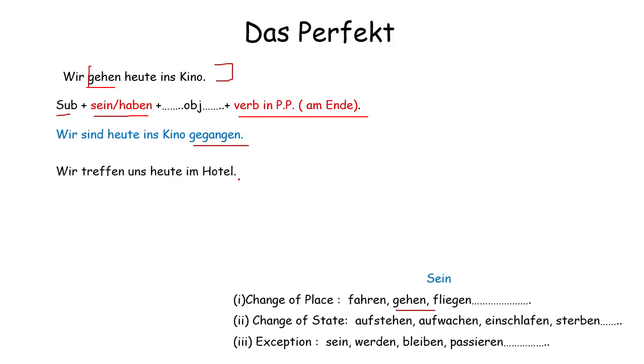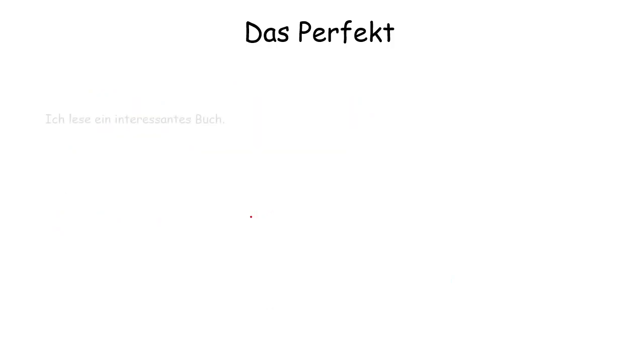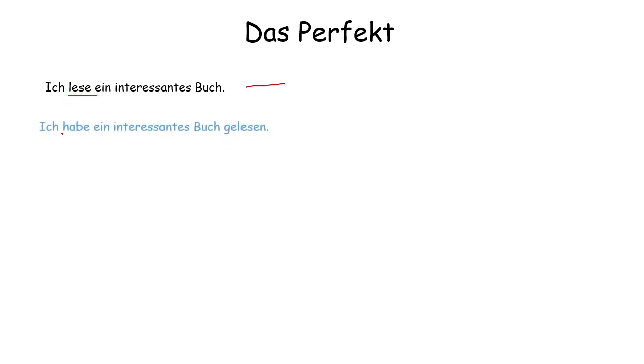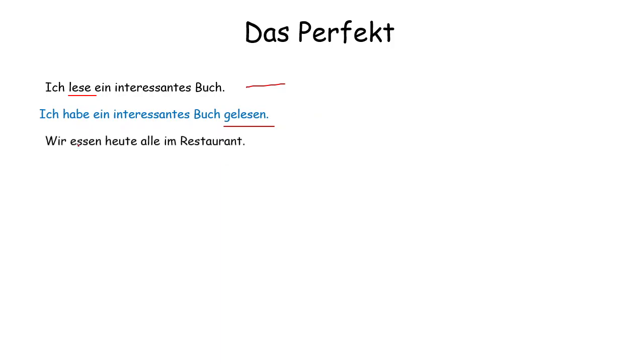Wir treffen uns heute im Hotel. The treffen form is not here, so we are going to use haben at the second position with wir. And the perfect form for treffen is getroffen. So wir haben uns heute im Hotel getroffen. Ich lese ein interessantes Buch. I read an interesting book. In the perfect form, lesen is not in the sein list. So ich habe ein interessantes Buch gelesen. Lesen is an irregular verb, we can say strong verb, so GE. Wir essen heute alle im Restaurant. Essen is not in the sein list, so wir haben heute alle im Restaurant gegessen.